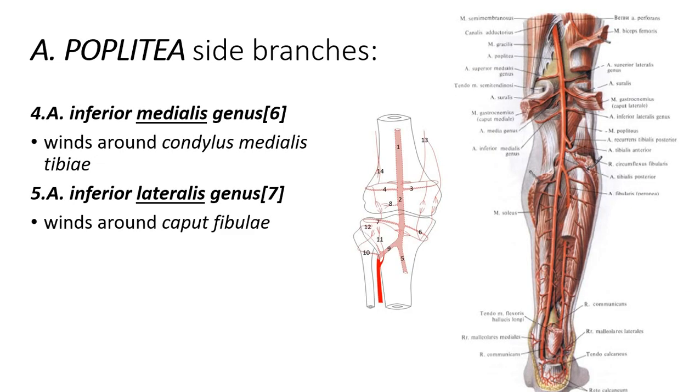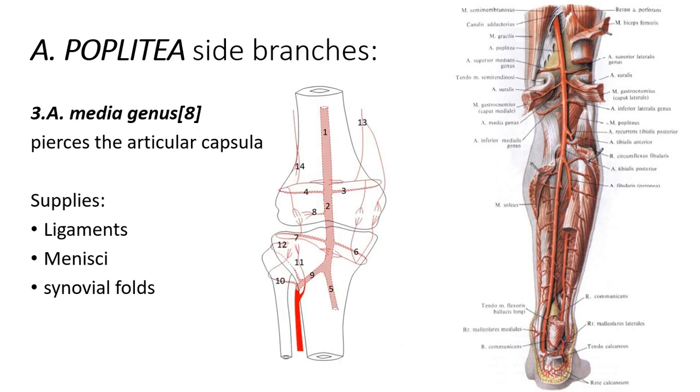Then we have the inferior branches, though the idea is the same. Here we have the inferior lateral, the arteria inferior lateralis and medialis. You can see these arteries also will go and grab the edges of the bones. In case of the medial artery, this branch will grab the condylus medialis tibiae. In case of the lateral artery, it should go and grab the head of the fibula according to our script. So it will wind around the caput fibulae, right?